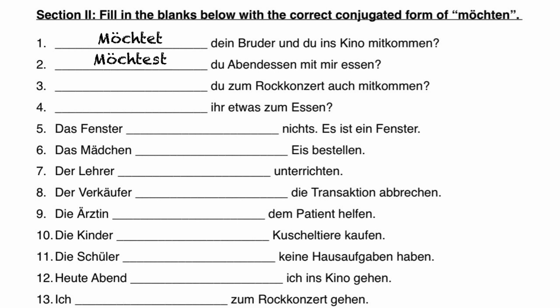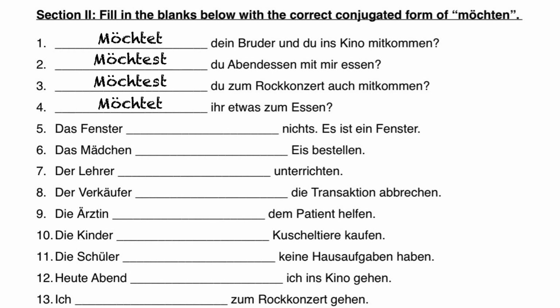Again, same thing for the next one where we have du after the blank, so we have to have here again, möchtest du zum Rockkonzert auch mitkommen? Would you like to go to the rock concert as well? The next one has ihr after the blank, which we assume is the subject here, so we would say, möchtet ihr etwas zum Essen? Would you like something to eat?